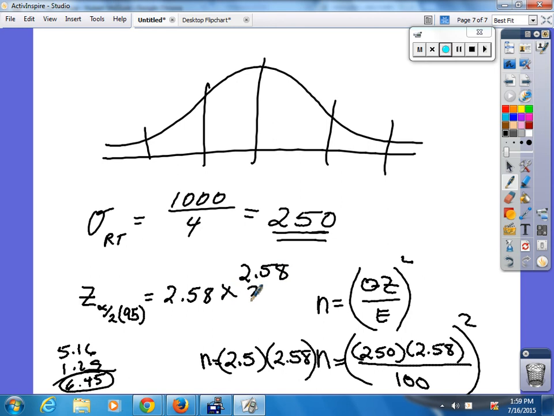2.58 times 2.5. 5 times 8 is 40, bring the 4. 5 times 5 is 25, plus 4 is 29, bring the 2. 5 times 2 is 10, that'll be 12. Then we put an X here and a line here. 2 times 8 is 16, bring the 1. 2 times 5 is 10, plus 1 is 11, bring the 1. 2 times 2 is 4, plus 1 is 5. Now we bring this down, that's 0. Then 6.45. Yeah, that's much easier.